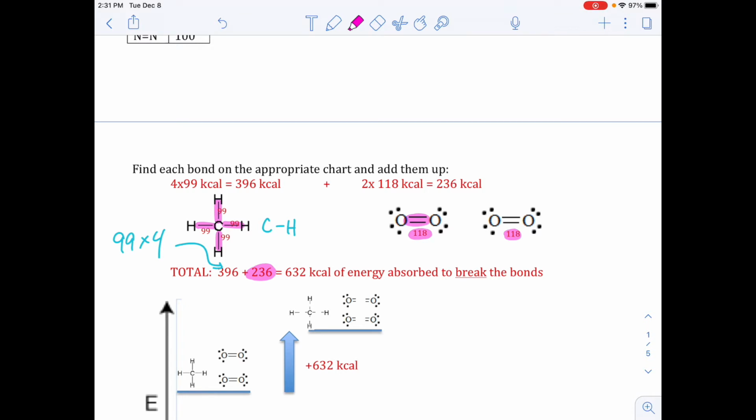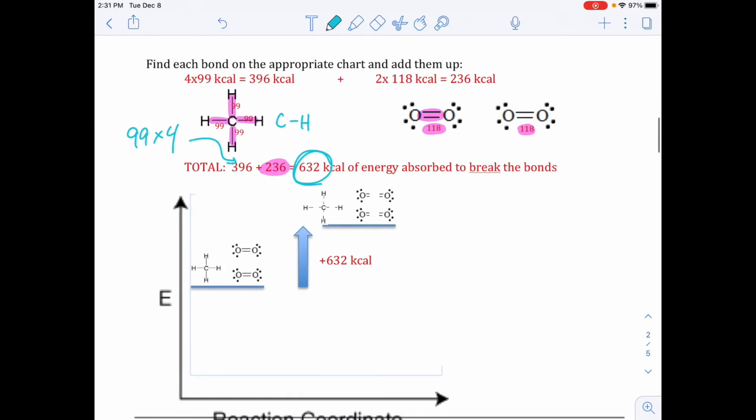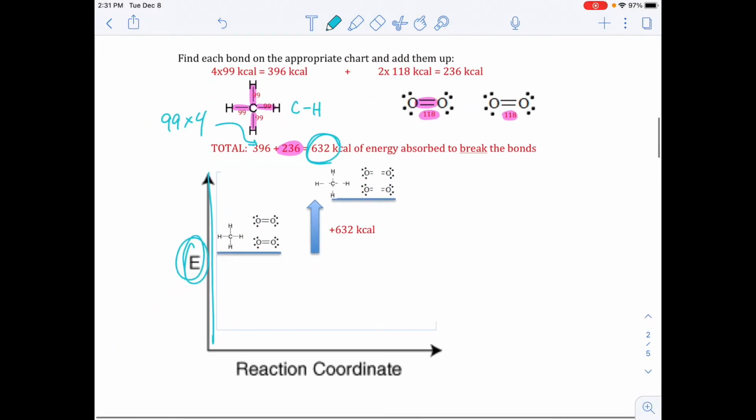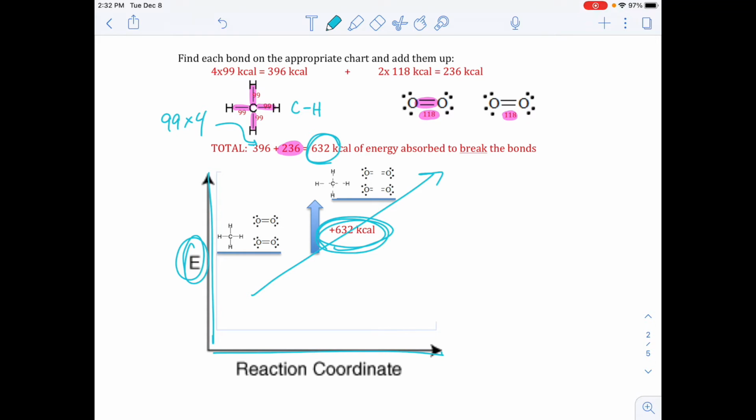So all of this added together is 632 kilocalories of energy needed to break those bonds. In order to break them, you need to add 632 kilocalories of energy. And that's why if I look at this chart right here, here's my energy, and I see that this goes up because I have to add that to the reaction. I have to put energy in to break that stick, to light that match. So my energy is going to go up in that reaction.